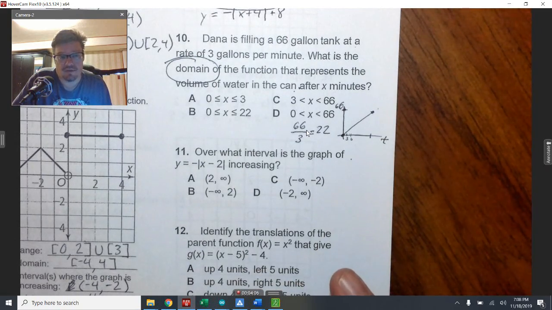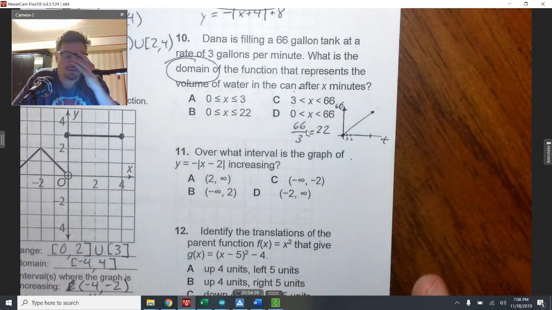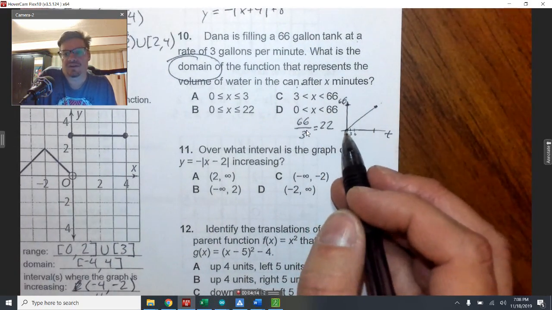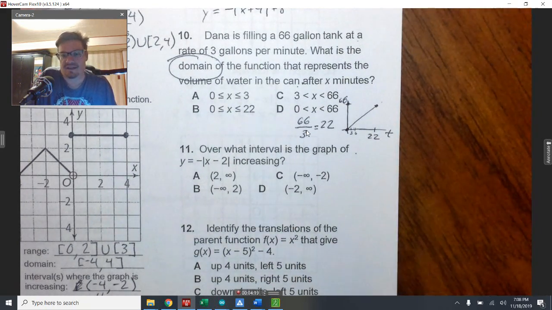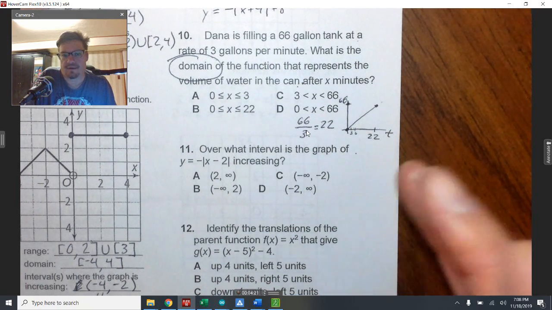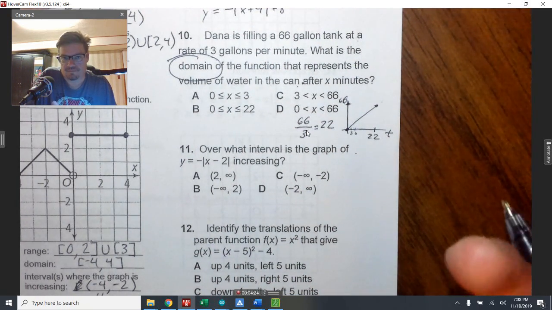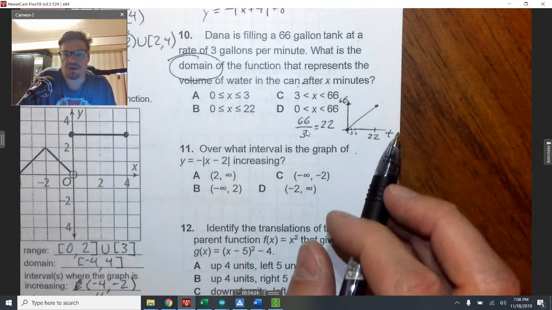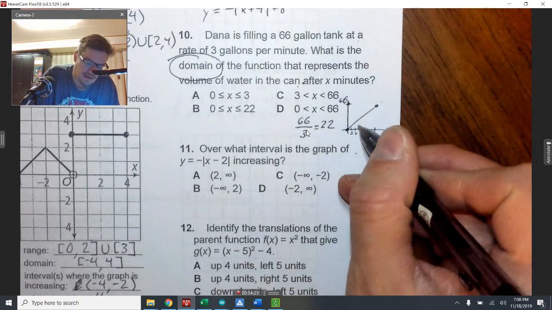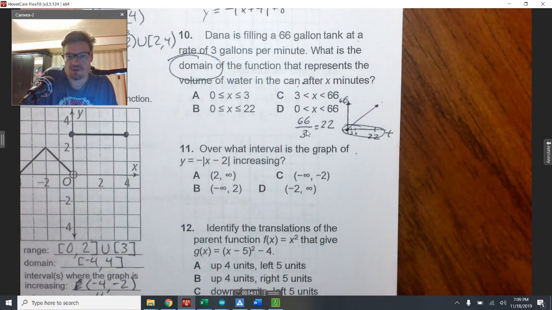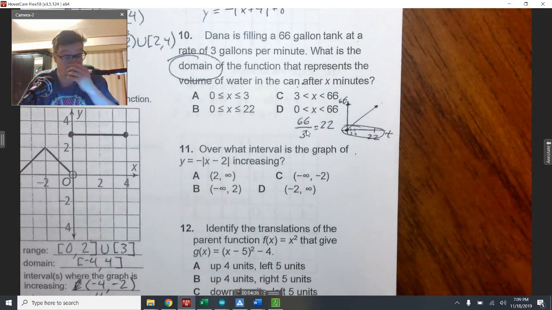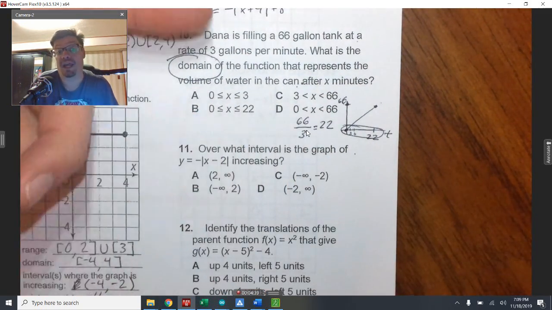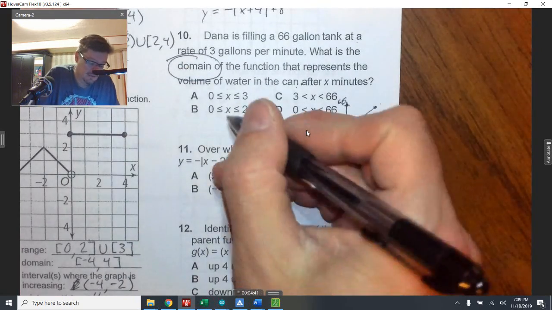with real-life situations. If you remember from the Desmos activity that we did, we were sketching functions based on what we were seeing. All right, and so we start off at 0, and after 22 minutes, that's when we will finally fill up the 66-gallon tank. So this means that my domain is from here to here, 0 to 22, okay? Not 0 to 66, which 90% of you chose. That would have been the range, okay? So be very careful with that one.